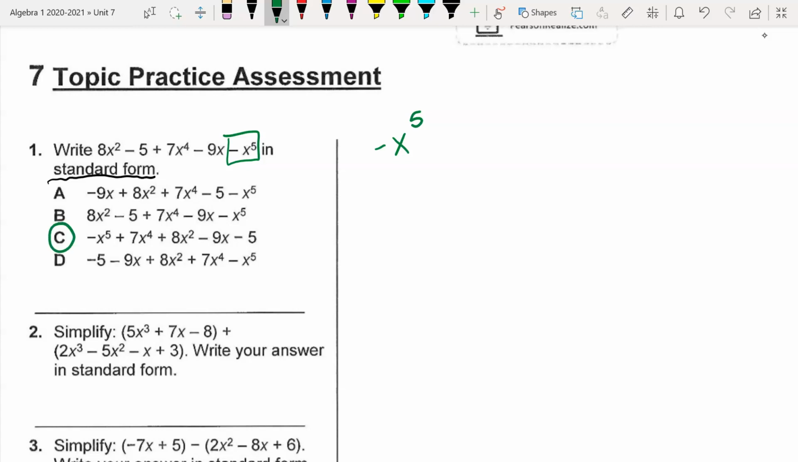But if you continue the problem, it goes negative x to the fifth plus 7x to the fourth plus 8x to the second minus 9x minus 5. Notice it starts with the highest exponent and it works its way down. That is true standard form. So our answer is C there.